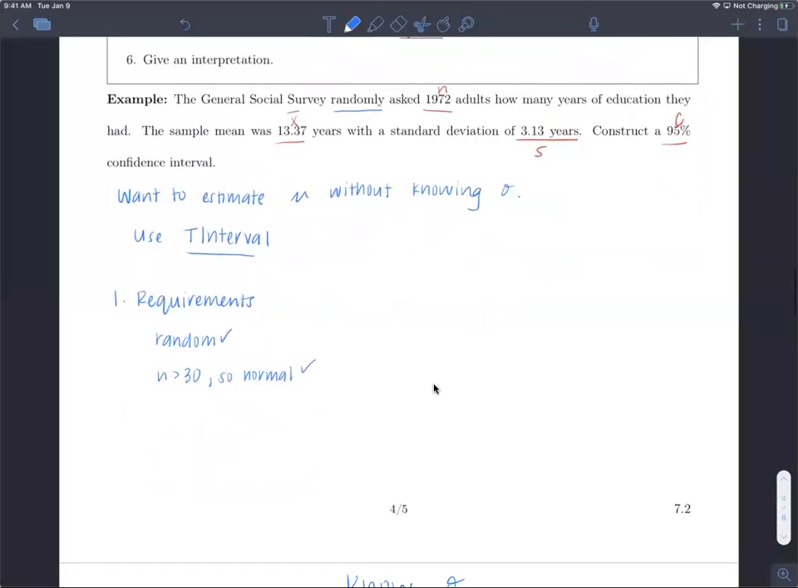The second thing was to just kind of write out your variables. And so you have X bar is 13.37, S is 3.13. And if you want to match your calculator, instead of putting little s, you can put capital SX. That's the same thing. What else? What am I missing? Oh, N is going to be 1972, and then C is going to be 0.95. Where's my calculator?